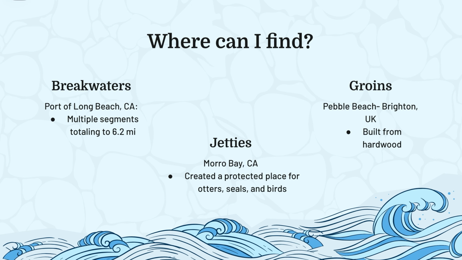I wanted to present some examples of where you can find these things. For breakwaters, you can find one in Long Beach. There are multiple segments, and they total up to 6.2 miles. Jetties, like I said, you can find one in Morro Bay, and it created a protected space for otters, seals, and birds. And you can find a groin or groins at Pebble Beach in Brighton, UK, and they're built from hardwood, actually.